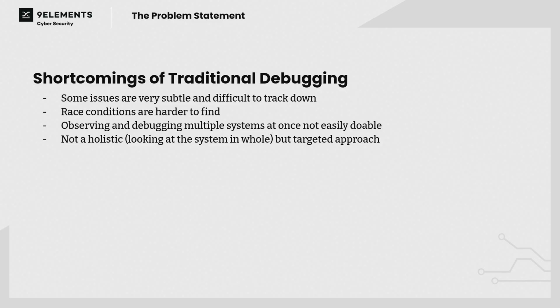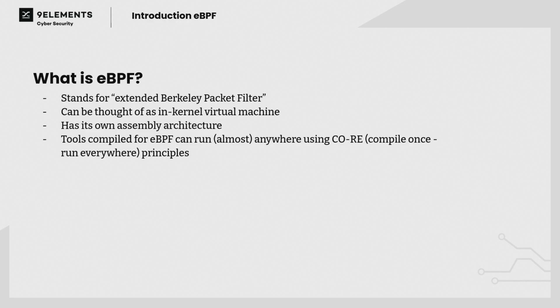Also, race conditions are something that is harder to find, and as I said, debugging multiple systems, for example, if only one of them functions fine alone, but suddenly you have 10 of them running and one of them misbehaves only when it is connected to the cluster of the rest, is something that is really hard to debug. And therefore, I don't call these holistic by looking at a system as a whole, but rather a targeted approach.